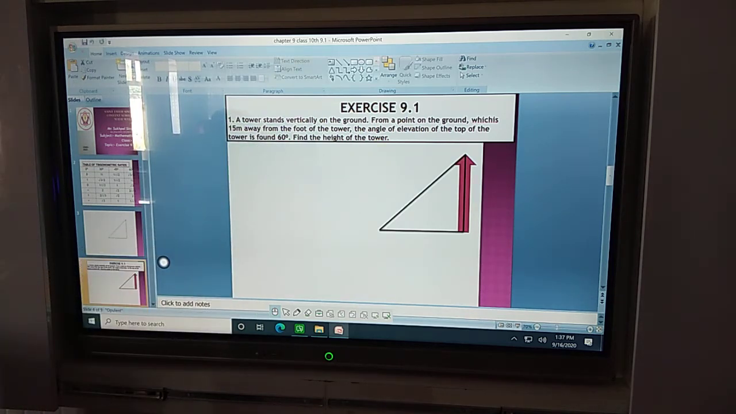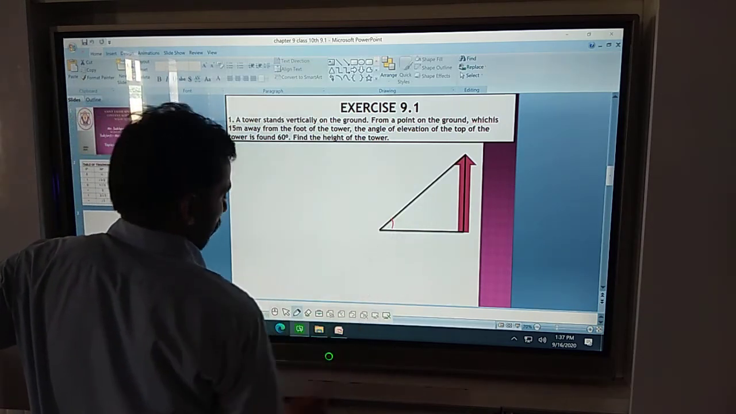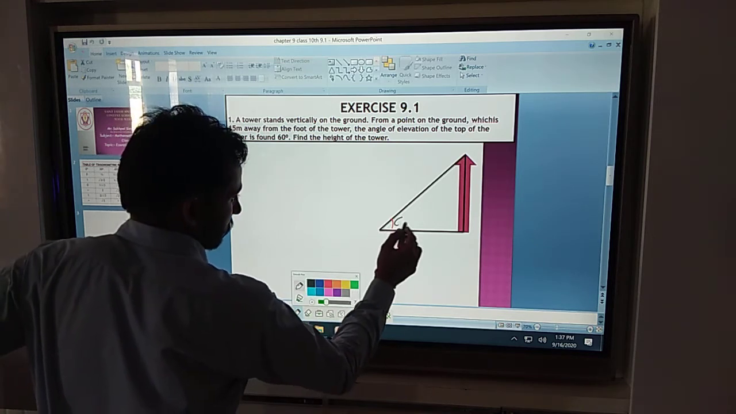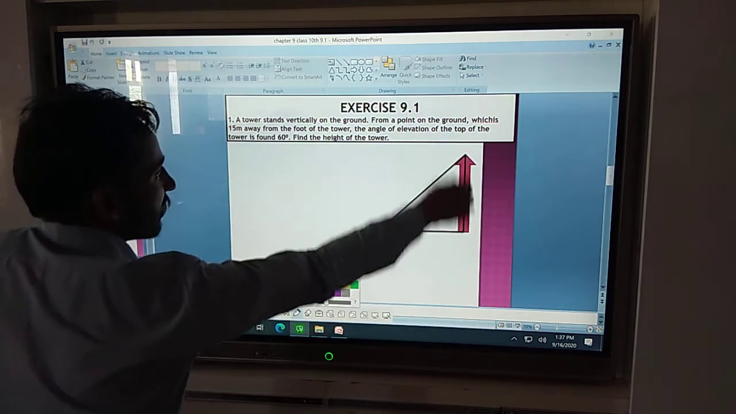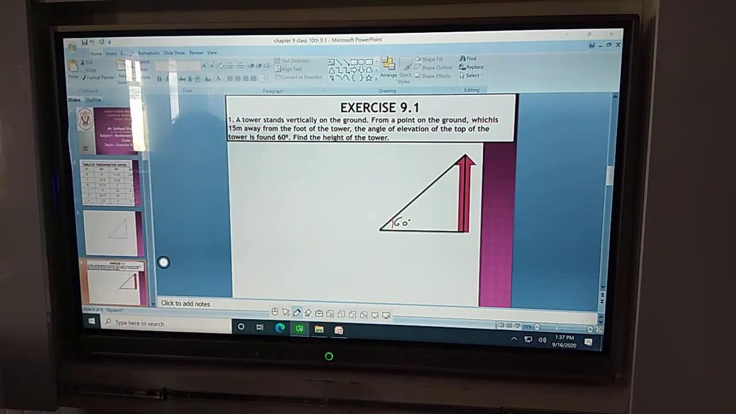There is a given angle of 60 degree, the angle of elevation is given as 60 degree. This is the angle of elevation which is given 60 degree, and we have to find the height of the tower. These are all things we have already discussed in our previous lecture.